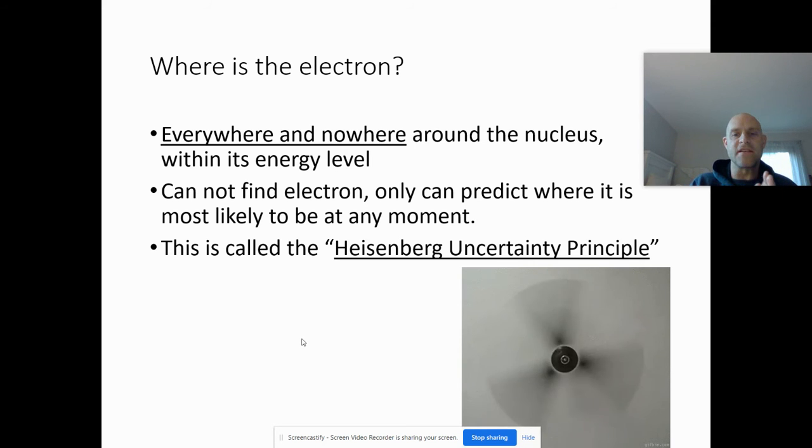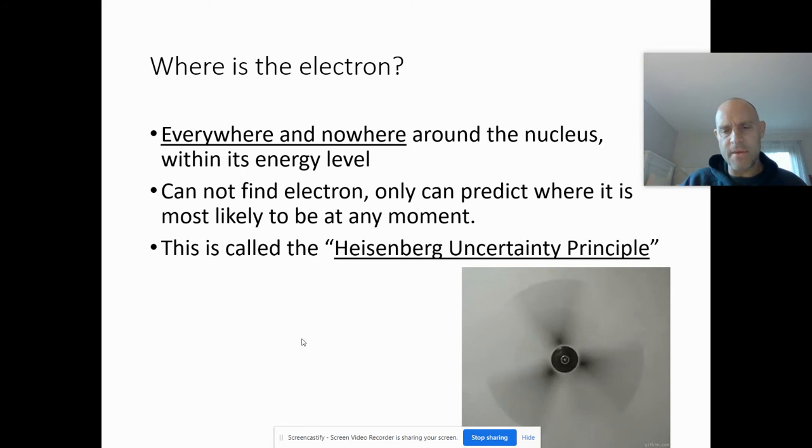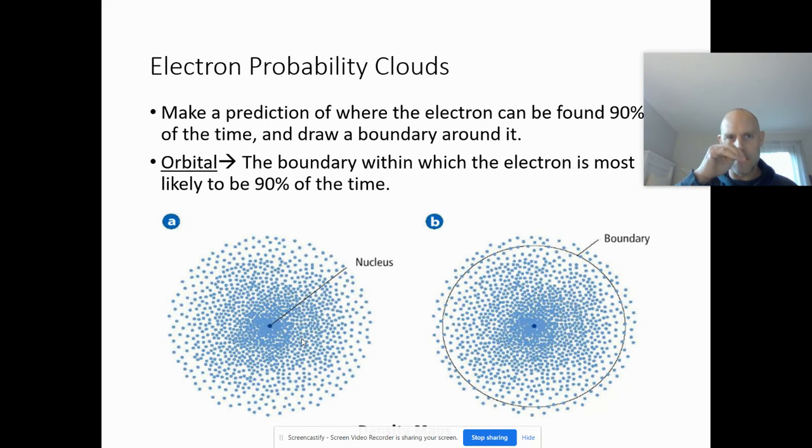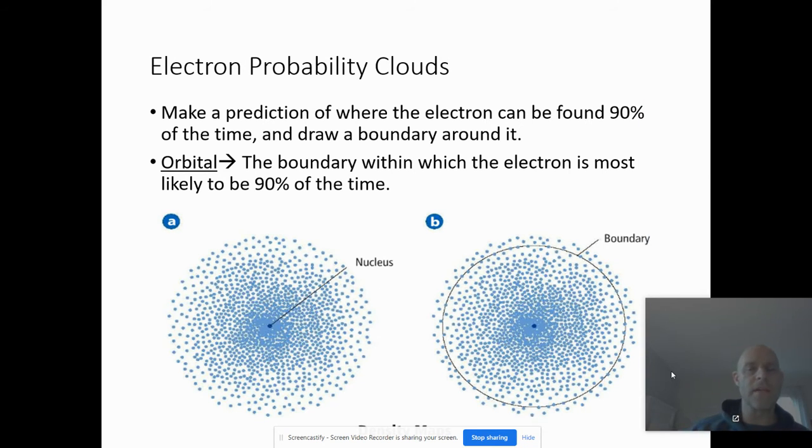And this is called the Heisenberg uncertainty principle. Guess who figured this out? Dr. Heisenberg. He said you can't be certain of exactly where the electrons are, only make a prediction of where you think they're probably going to be. So let me show you a picture. Instead of looking at the fan, look at this. This is how we've come up with the idea of this thing called electron clouds.